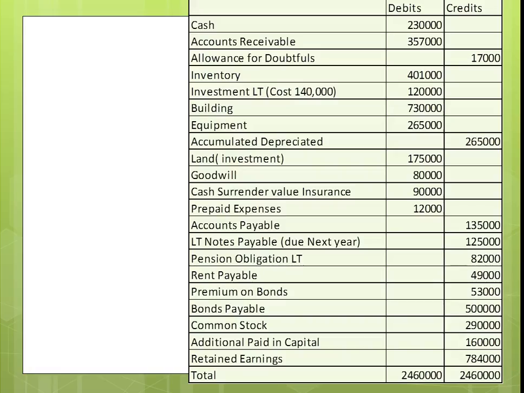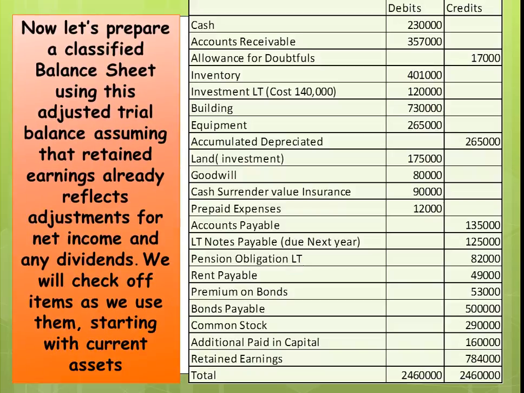Now, let's take a look at this adjusted trial balance and see if we can prepare a balance sheet. This is an adjusted trial balance, and we're going to assume that the retained earnings already reflects adjustments for net income and any dividends, and we will check off items as we use them. We're going to start by looking at all of our current assets.